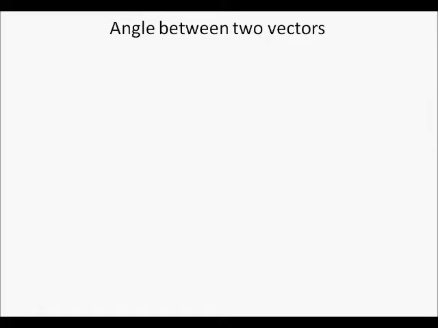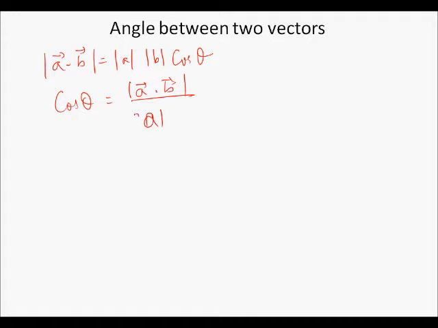Angle between two vectors. You know that a dot b is modulus a modulus b cos theta, right? So cos theta can now be found by rearranging them like this. So a dot b over modulus a modulus b will be cos theta, and in fact you can write theta equals cos inverse of that. So the answer for this would be the angle between the two vectors a and b.